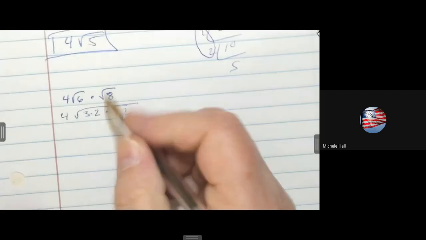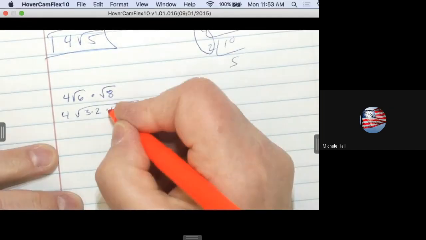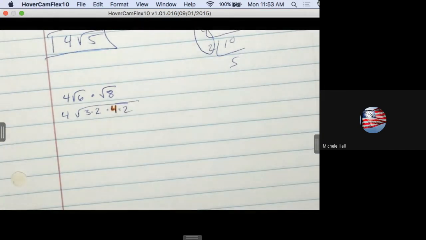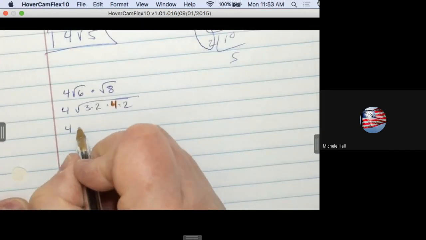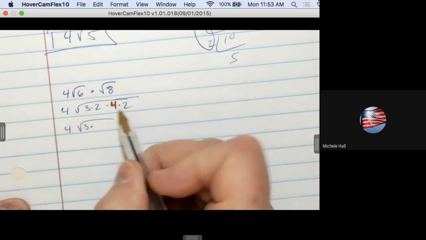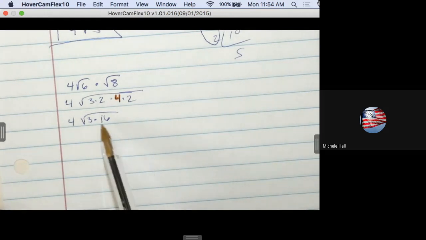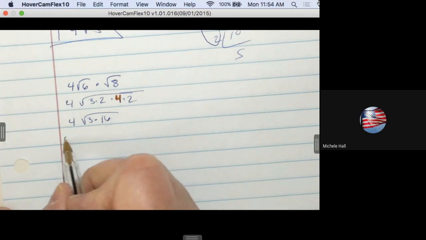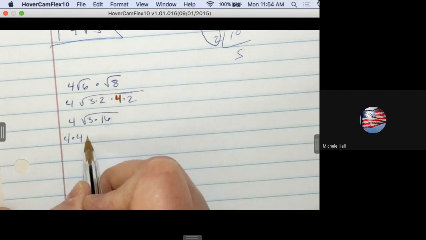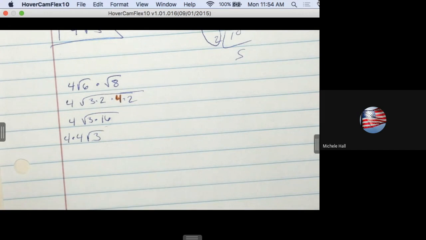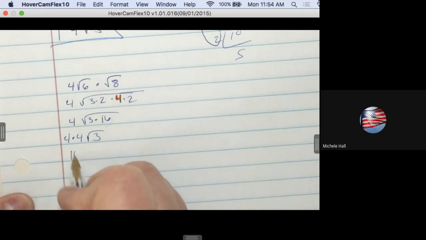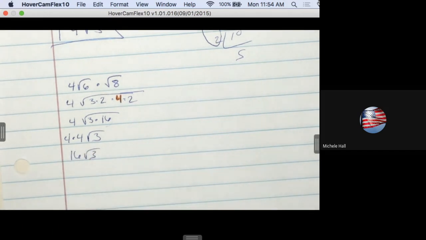Is there any other perfect square other than this one in there? Exactly. So I would rewrite that as 4 square roots of 3 times, what is that? That's going to be 16, right? 4 and 4. So 8 square root of 3. So what is the square root of 16? 4. So when I bring it out front, it's 4 times the 4 out there. 16 square root of 3. Just wanted to refresh your memory on that.